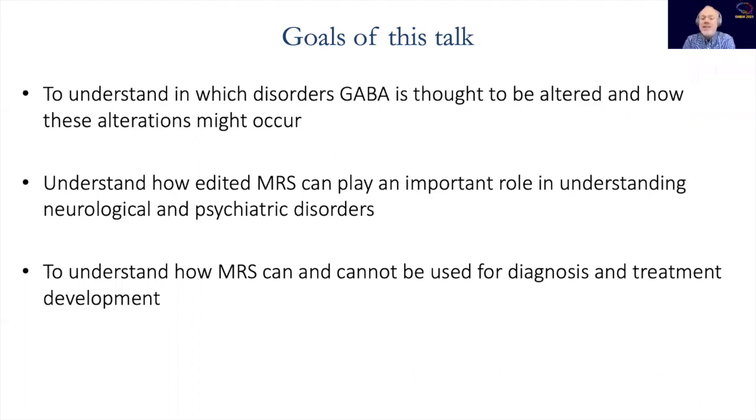The goals for this talk are to understand in what disorders GABA might be altered and how these alterations might occur. Secondly, to understand how MRS of GABA can play an important role in understanding neurological and psychiatric disorders. And finally, to understand some of the limitations of MRS in terms of diagnosing disorders and development of treatments through pharmacological approaches.